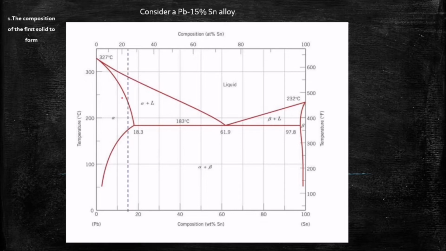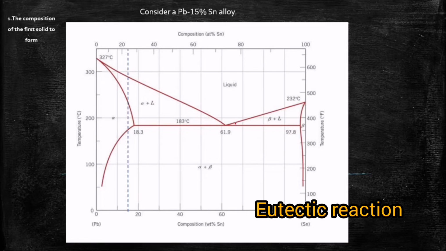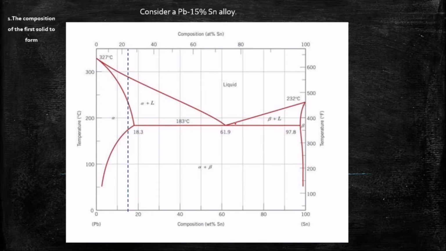Now, the first solid to form, we trace it using the first liquid form. This is the liquid phase. This is the alpha phase, alpha plus liquid. This is the eutectic isotherm. So actually, this is a eutectic, a type of phase where a liquid changes to two solids, right? So now for us to find the first solid form, we need to identify the first liquid form. This is the liquidus line. So above the liquidus line, we have liquid. So here is the first liquid form.